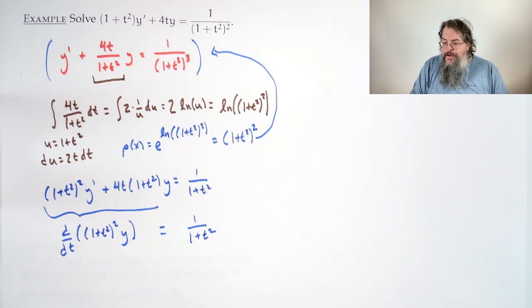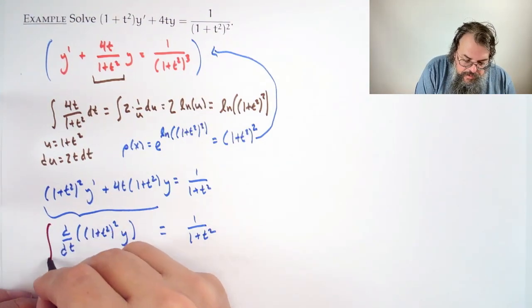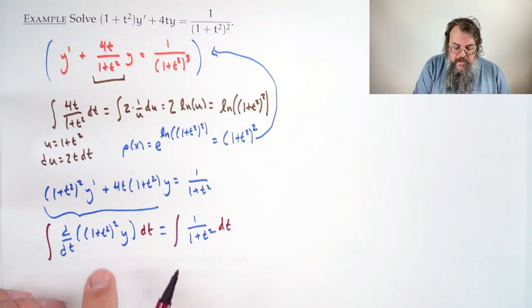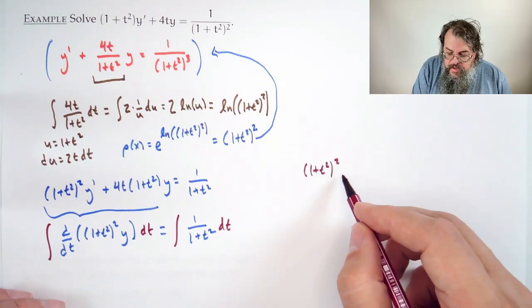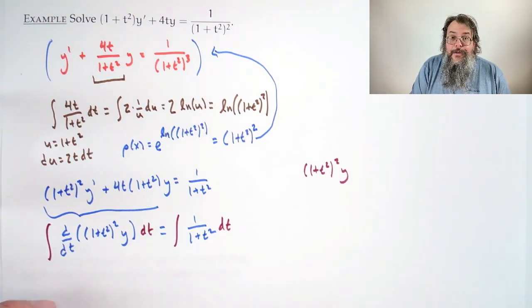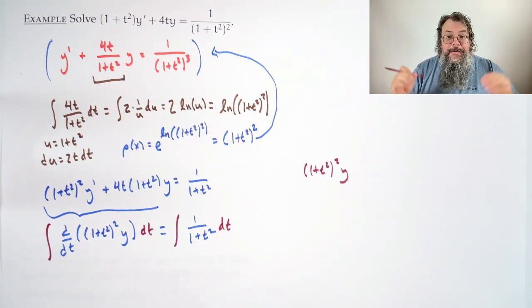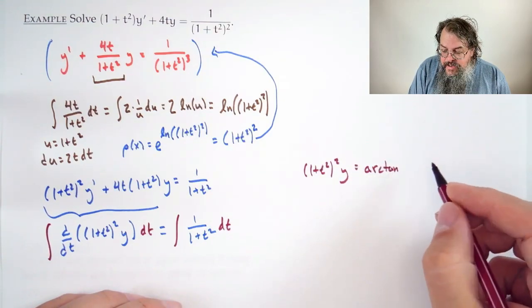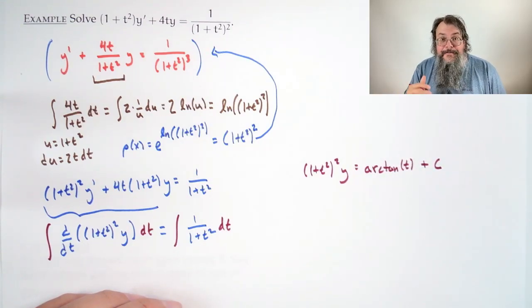All right. Well, we're in our home stretch now. So from here, what do we do? Well, we integrate both sides. Because now we're in a place where we can integrate. So the first term, great, easy: 1 plus t squared squared y. And the other side, 1 over 1 plus t squared. Oh, yeah, you know it. We all saw it coming from a mile away. That's arctangent. Arctangent of t. And, of course, don't forget your plus c.